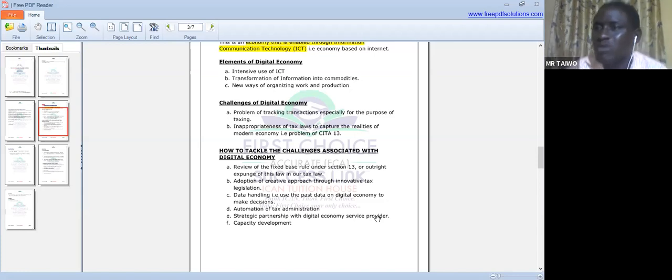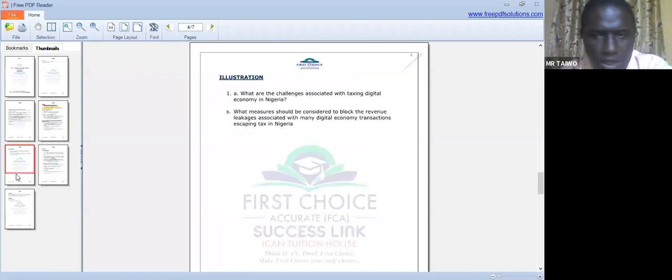I guess what I'm saying now, because there is no way those transactions will escape. If you partner well with the digital service provider, there is no way we will not be able to track. And also capacity development. Let us train our people. If we train them, capacity development will be there and so on. We will be able to meet up with the challenges of the digital environment.